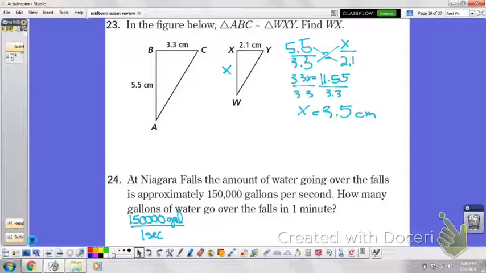Since we know that there are 60 seconds in 1 minute, I'm going to multiply by 60 seconds over 1 minute. This will cancel out my seconds. I'm left with gallons per minute. So I just have 150,000 times 60, which is 9 million gallons per minute.